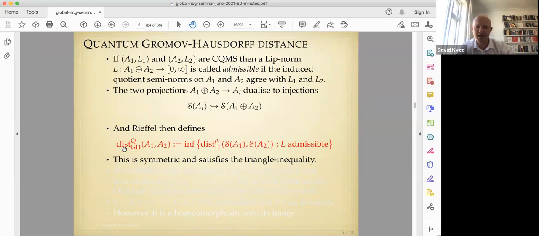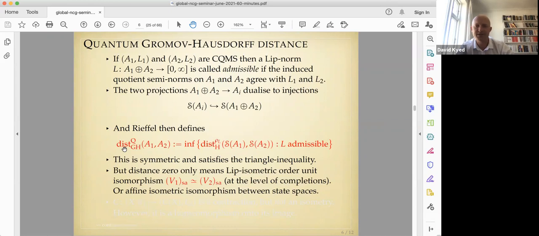But there is a little snag, namely that distance zero does not mean what you would potentially like it to mean. Namely, it doesn't mean that you have a star isomorphism between the C-star algebras which preserves the Lip norms. It basically amounts to an isomorphism of order unit spaces, or maybe more intuitively, it amounts to an affine isometric isomorphism between the two state spaces with their respective metrics, of course.